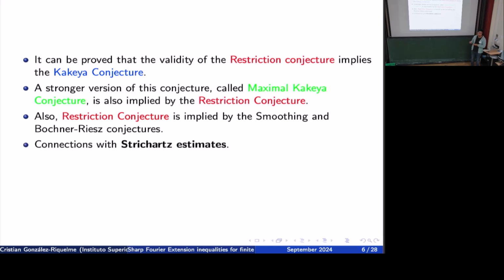So when you say the Kakeya conjecture can be implied by the restriction conjecture, does that mean directly, not via the maximal Kakeya conjecture? I don't know what the difference is, but you can do it either way, directly or through intermediate steps; logically it's more or less the same. Right, okay.